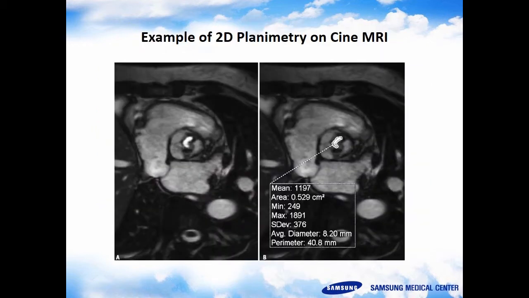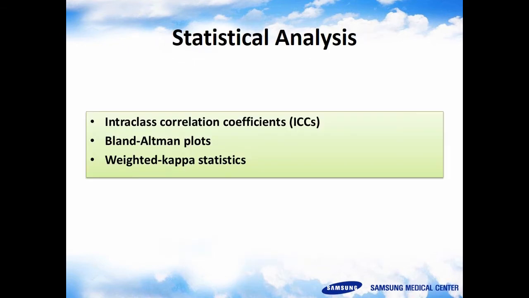Figure shows a representative example of 2D planimetry for Cine MRI. We drew a line along the edge of the maximally open aortic valve on the Cine image. To compare the AVAs obtained by the 3DP and 2DP techniques with that obtained by TTE, we measured the intra-class correlation coefficients for the intra- and interobserver agreements.